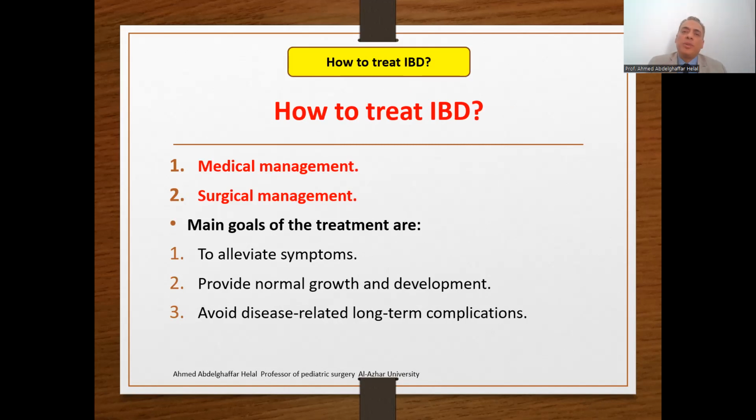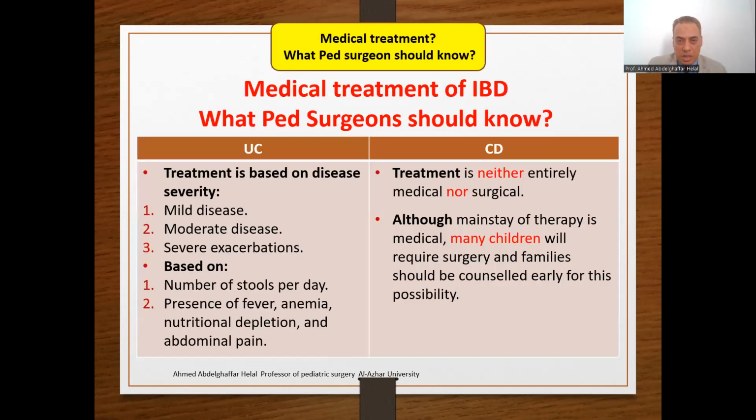The treatment is usually performed by a multidisciplinary team: the gastroenterologist, the pediatrician, the pediatric surgeon, the psychotherapist. All of these will be integrated to treat the disease. Surgery is a part of the treatment. Medical treatment is very important also. Our goal is to alleviate symptoms, provide normal growth and development, and avoid complications.